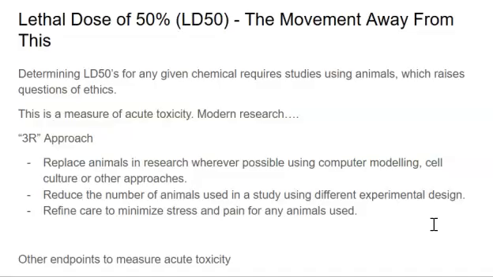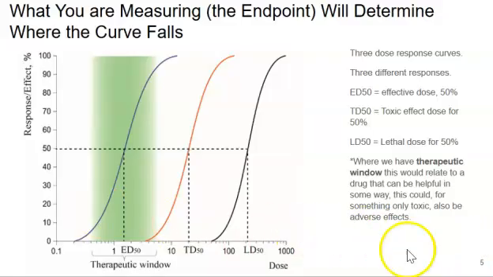So we try to replace animals in research wherever possible. For example, by using computer modeling or cell culture or other approaches. If we have to use animals, we try to reduce the number of animals used in a study by changing experimental design. And if we do have to use animals, we try to refine the care to minimize stress and pain for any animals that are used, and we look for other endpoints besides lethality to measure acute toxicity.